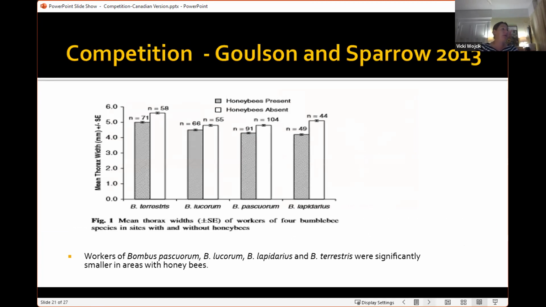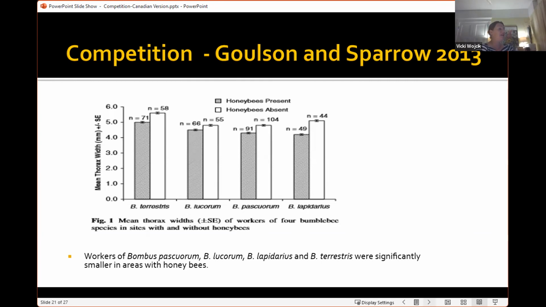Another study, this one was done in the UK, and I should say that the literature review looked across the world, so not just in areas such as North America, or I should say outside of Europe, where honeybees are considered non-native, and then there's an additional component to the argument of why there might be competition. So Goulson and Sparrow did this study in Europe, and what they actually did was they measured the size of bumblebee workers in a variety of species in natural landscapes that had a mix of honeybee pasturing by beekeepers, as well as ones that did not have any pastured honeybees.